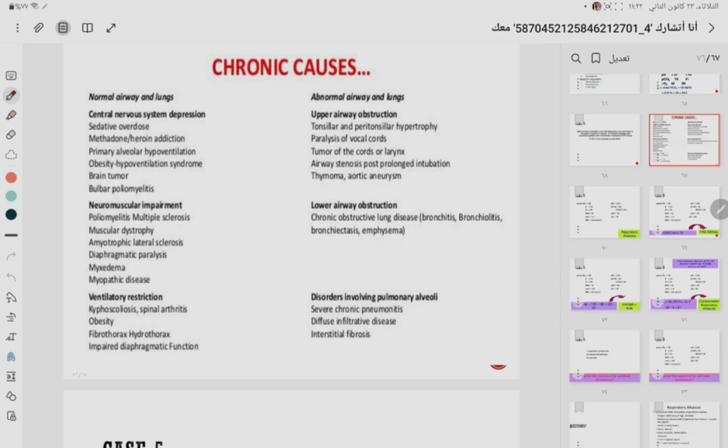Next. Case 5: 42-year-old male alcoholic comes to the ER intoxicated, found in a pool of vomitus, unkempt and incoherent, with markedly contracted ECF, temperature 39, and crackles in the right upper lobe. Next. Sodium, and this is the blood gas, he is alkalotic, and what's the cause of the alkalosis?